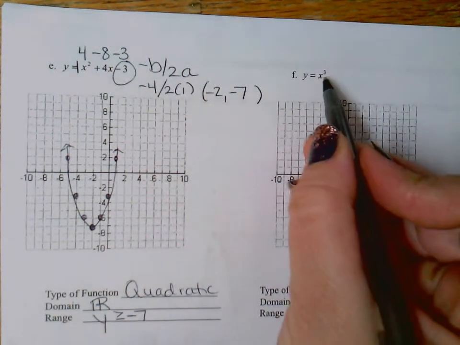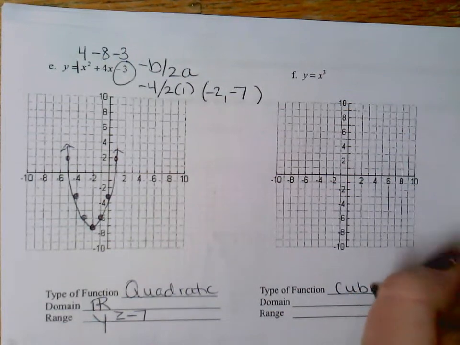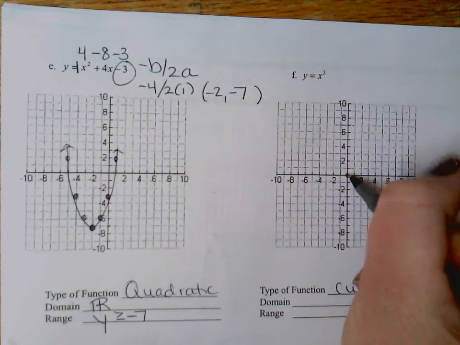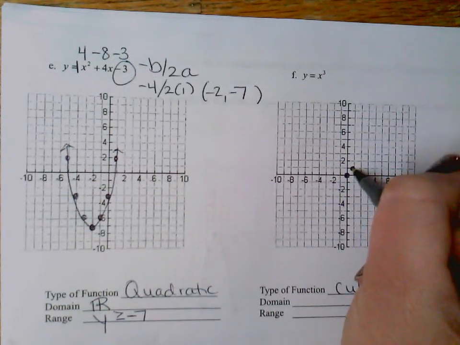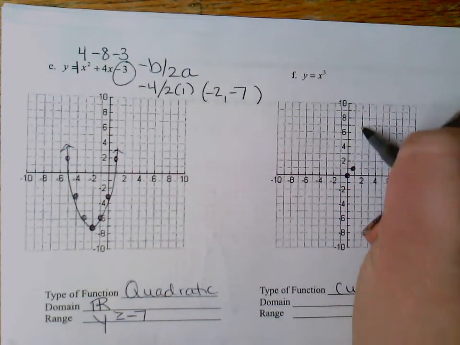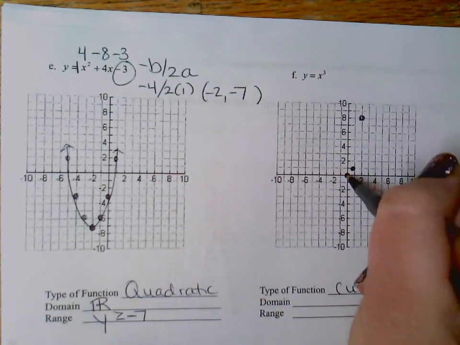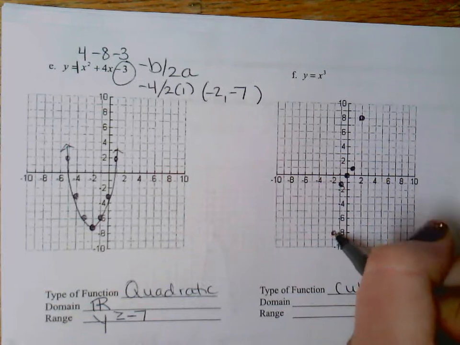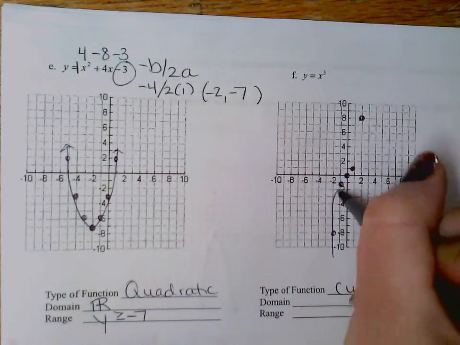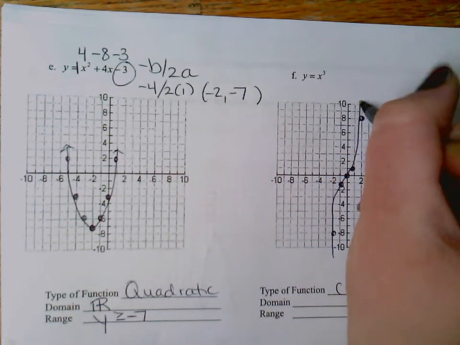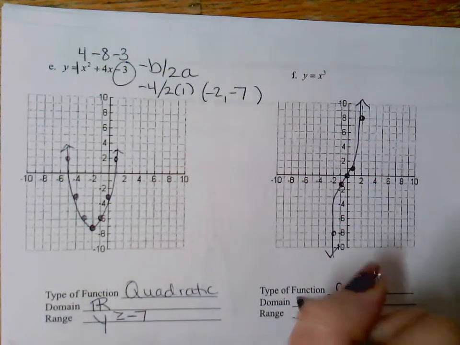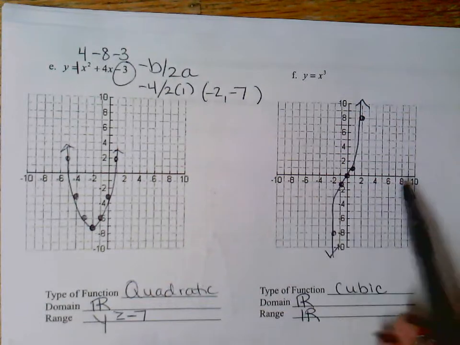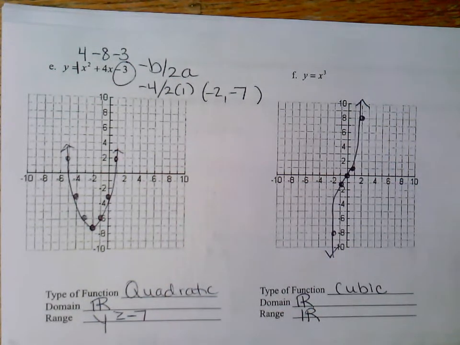This is a cubic function, x cubed. So I'm going to show you the parent function for x cubed. 0, 0, 1, 1, because 1 cubed is 1, and 2 cubed is 8. -1 cubed is -1, -2 cubed is -8. So it's kind of this steep curving graph through the origin. It has a domain and range of both all real numbers. My x values can go side to side forever, and my y values can go up and down forever.